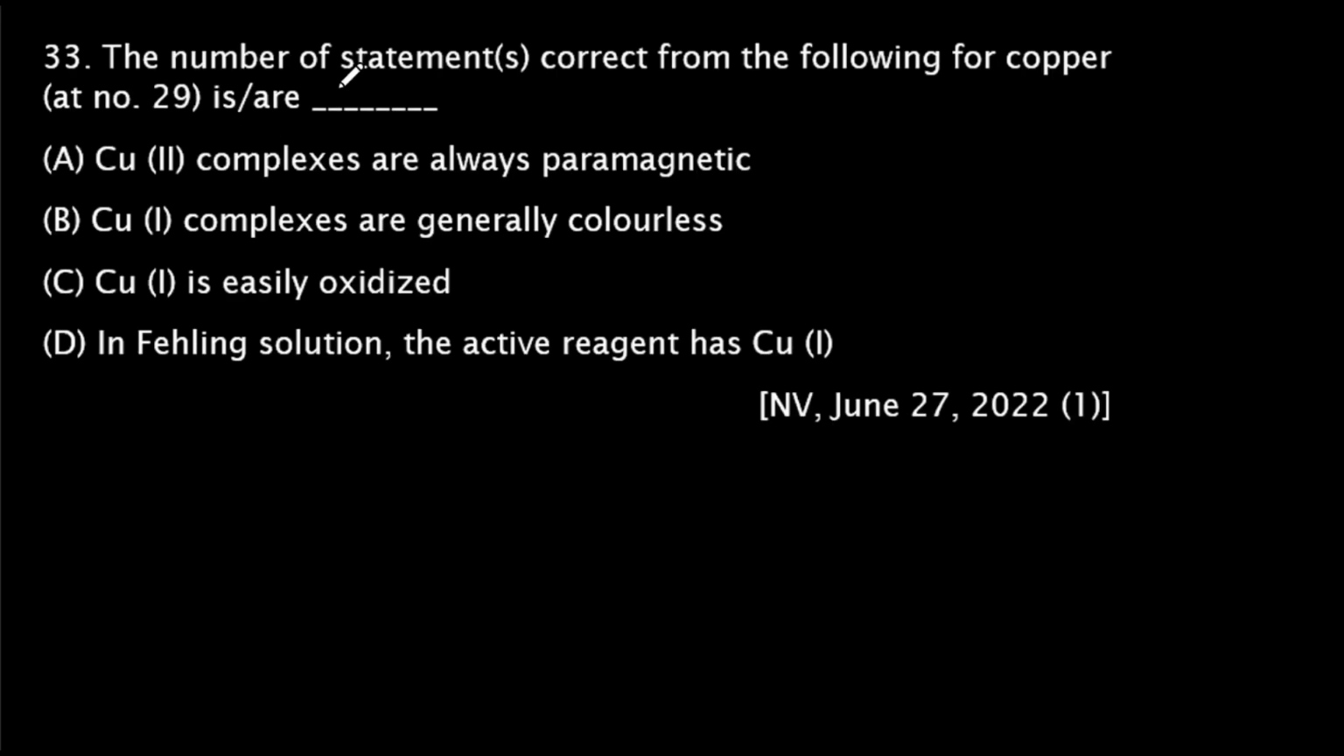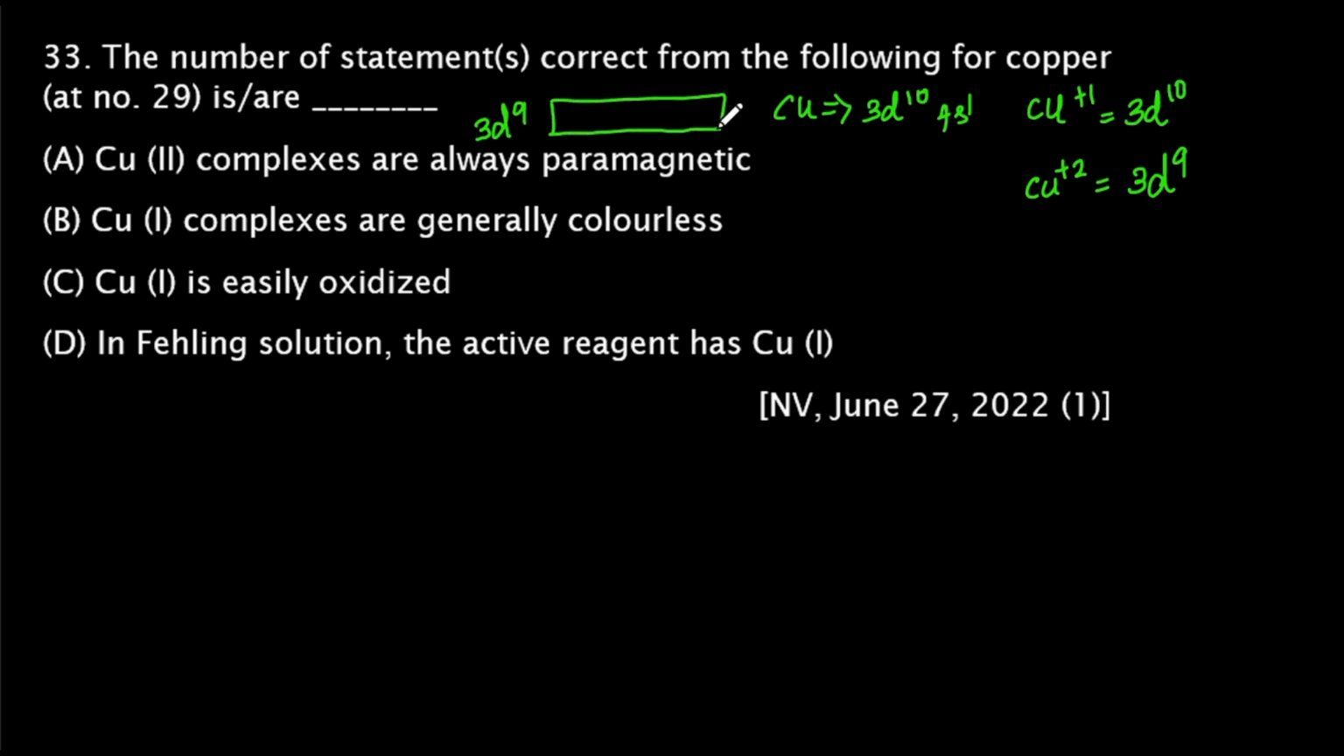The next question is: the number of correct statements from the following for copper. The first statement is copper(II) complexes are always paramagnetic. So copper has the electronic configuration 3d10 4s1. Copper in +1 oxidation state, after the loss of one electron, will have 3d10 configuration, and copper in +2 oxidation state, after the loss of the next electron, will have 3d9 configuration. So copper(II) has 3d9 configuration. So in 3d9 configuration, how many unpaired electrons are there? 1, 2, 3, 4, 5, 6, 7, 8, 9. So one unpaired electron is there. So it is paramagnetic only.